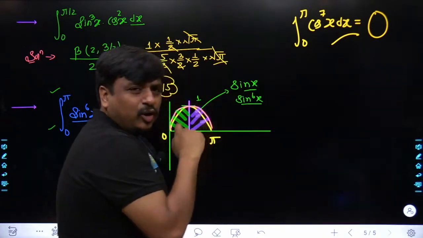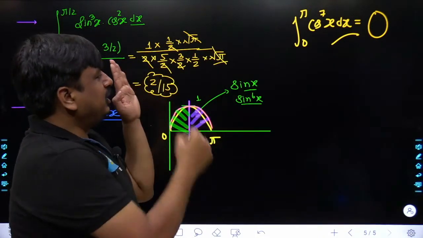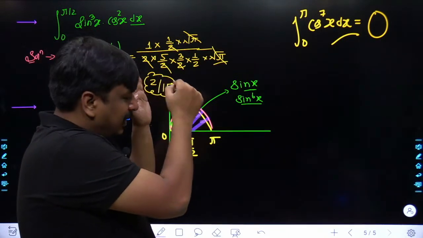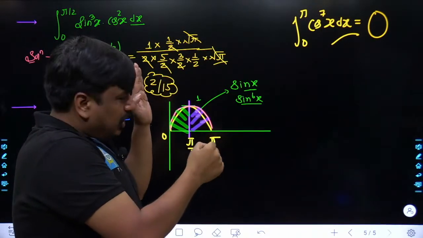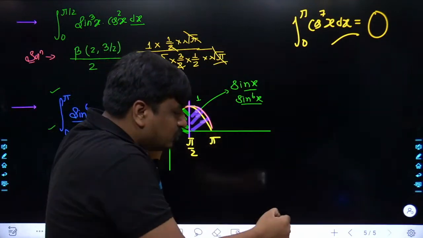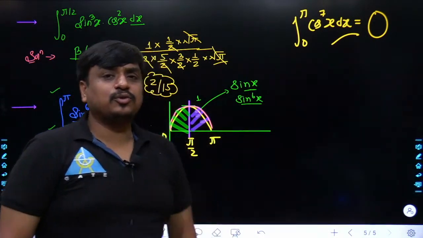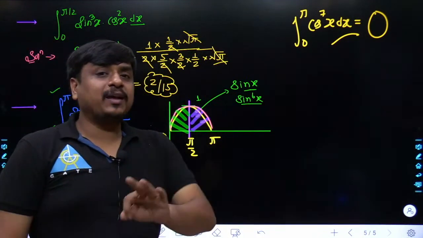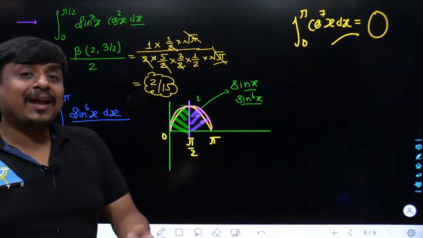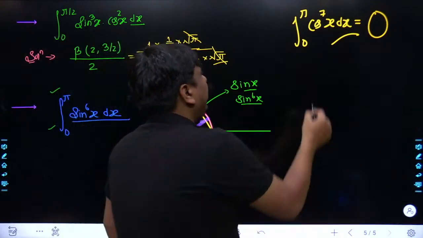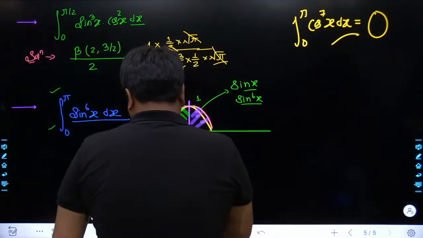Once you focus on the cos of x, you could see that at x equals 0, it takes its maximum value, that is 1, and at x equals pi by 2, it takes 0, and towards pi it goes to minus 1. So the area considered between x equals 0 to pi by 2 and pi by 2 to pi is the same in magnitude but opposite in polarity.